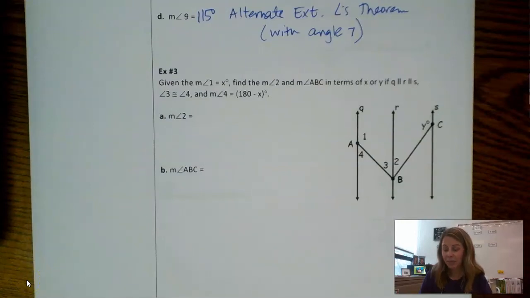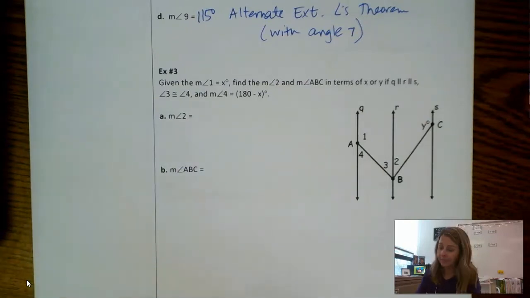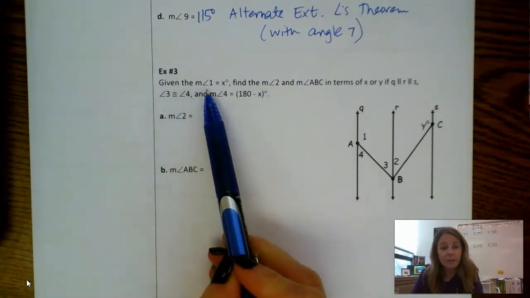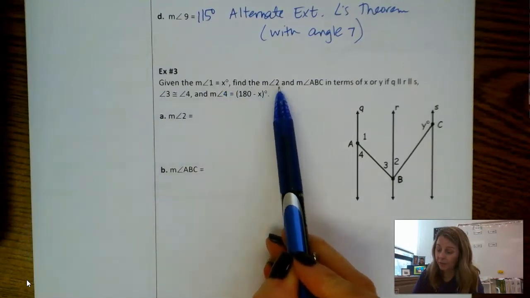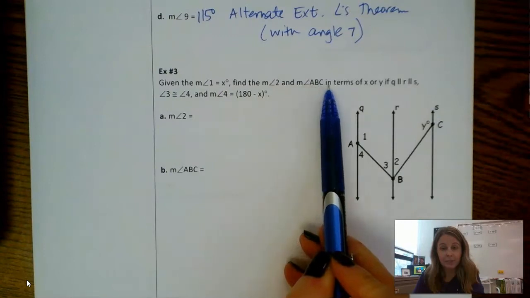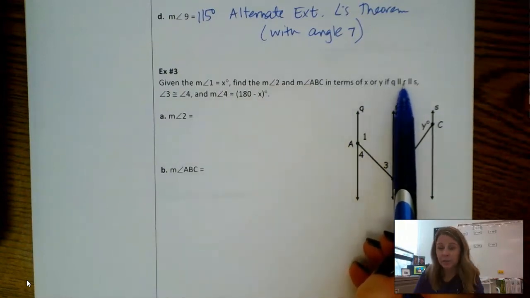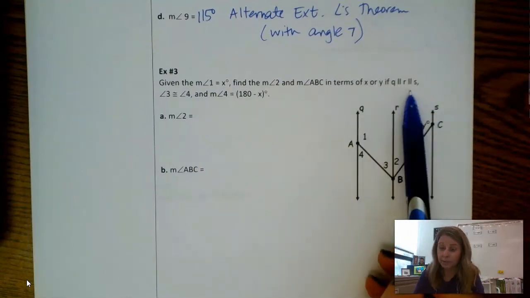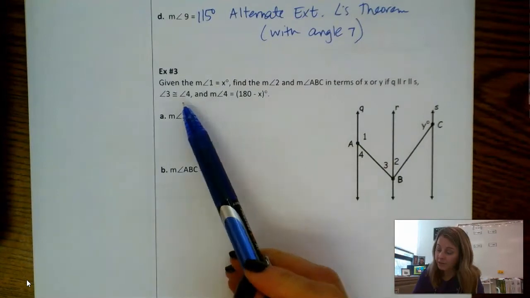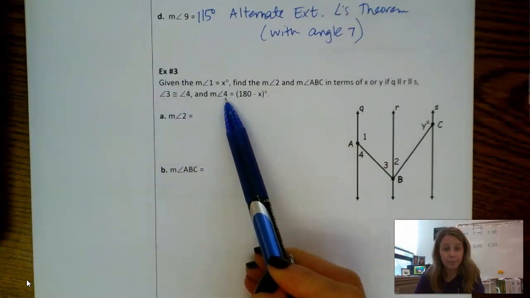All right, let's pick back up with number 3 here. And we're looking for the measure of angle 2 and the measure of angle ABC. Given that the measure of angle 1 is x degrees, find the measure of angle 2 and the measure of ABC in terms of x or y if Q is parallel to R is parallel to S. So that basically says all 3 lines are parallel to each other. Also, if angle 3 is congruent to angle 4 and we're given an expression for the measure of 4.